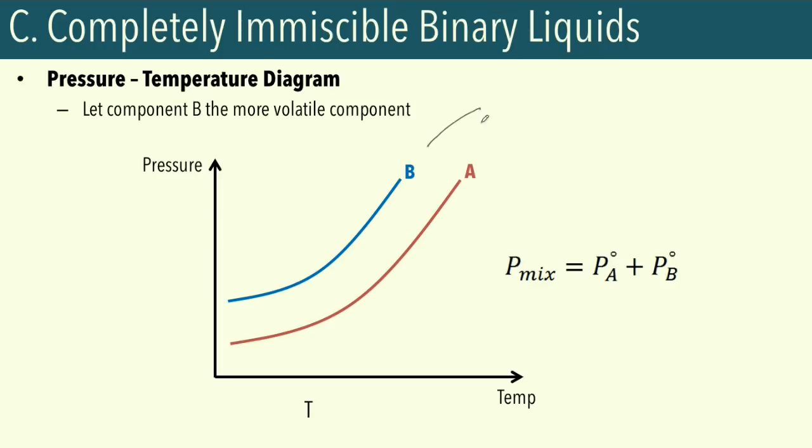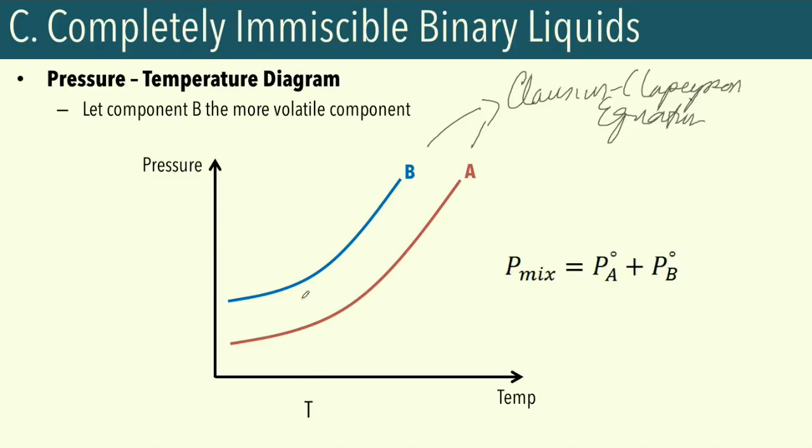So actually these curves over here can be approximated using the Clapeyron equation, right? These are just our Clausius-Clapeyron curves for component A and component B. Let's allow B to be the more volatile component. Since it's the more volatile component, its vapor pressure curve is going to be higher than that of A. Let's consider what happens at a constant temperature.